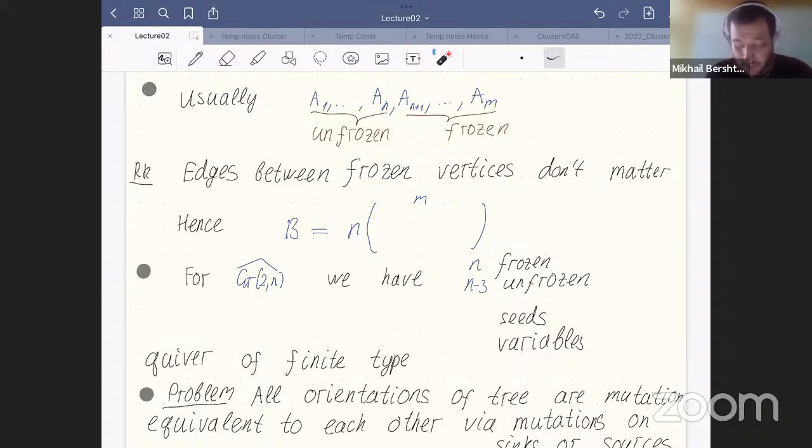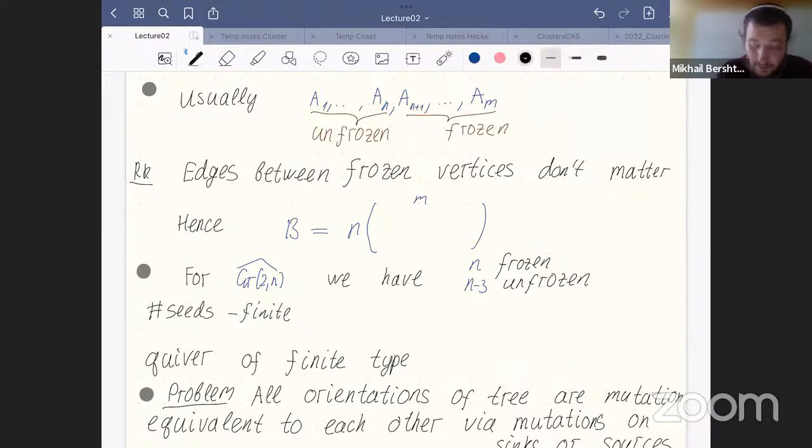Anyway, so for GL_n, we have n minus 3 unfrozen. If we mutate on any unfrozen variable, we again come to a triangulation, we just change the triangulation. It means that in this case we have finitely many possible seeds, because there are finitely many triangulations. So the number of seeds is finite, and the number of variables is also finite, because all variables are just some Plücker coordinates.